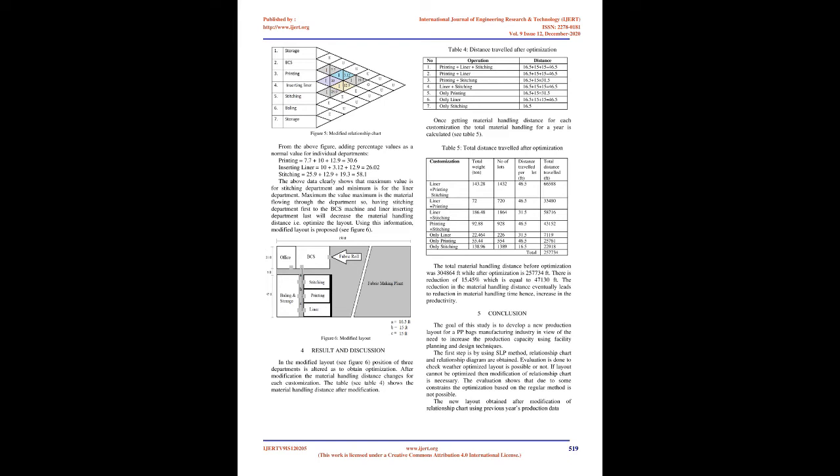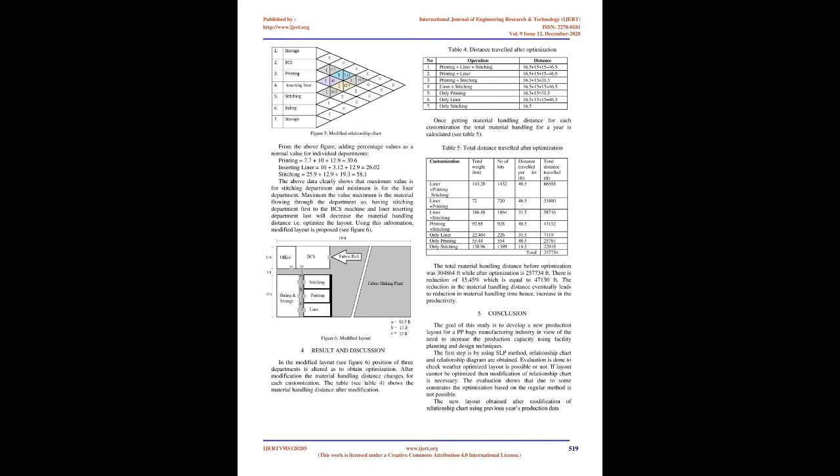Table 3 shows the distance traveled by the material before optimization for each customized process throughout the year. To obtain the optimized layout, the modified relationship chart is used. In the modified relationship chart, the average percentage weight traveled through various customizations from Table 2 is used. The closeness value and average percentage of material weight are written in the same block. Figure 5 shows the modified relationship chart.